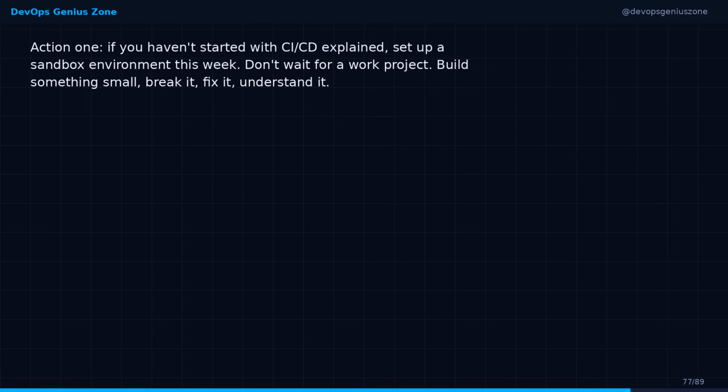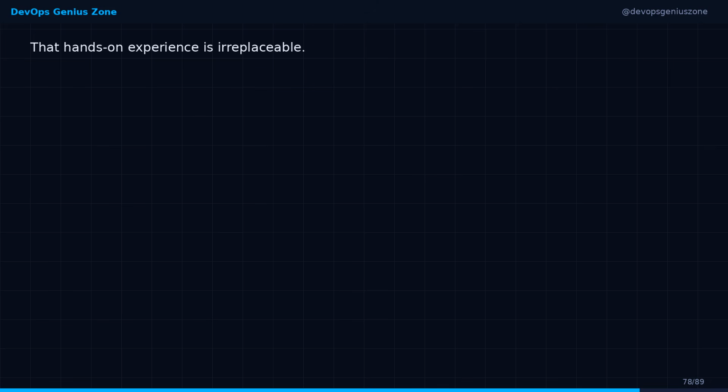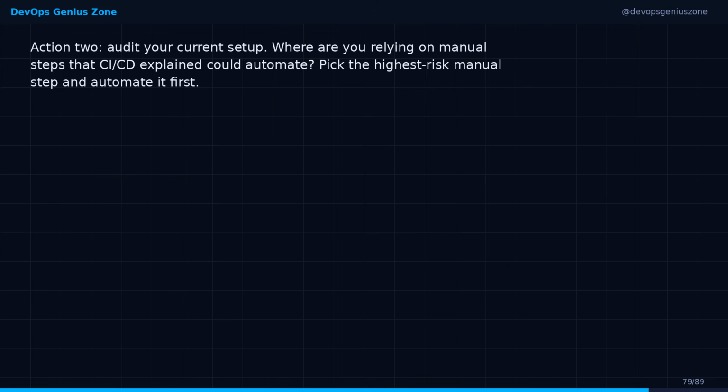Here is your action plan. Do not just watch this video and move on. Take one concrete step in the next 24 hours. Action 1, if you haven't started with CI/CD explained, set up a sandbox environment this week. Don't wait for a work project. Build something small, break it, fix it, understand it. That hands-on experience is irreplaceable.